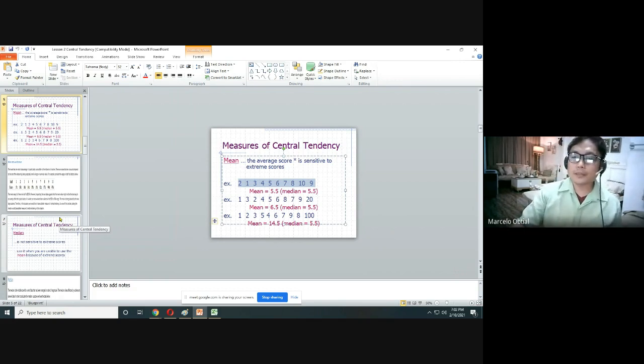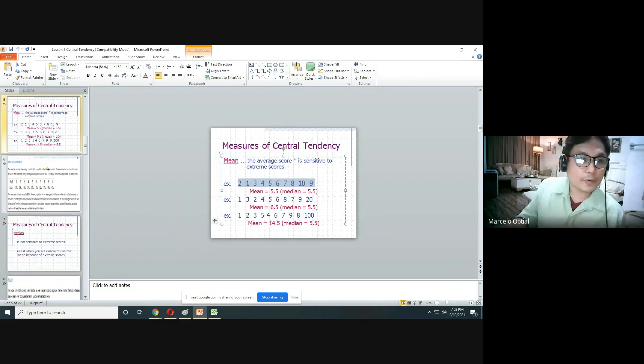If median, from the set or series of data given, you need to arrange them from the lowest to the highest, then locate the central value. If the number of data is odd, there is one central value. If the number of data is even, there are two central values, so all you need to do is get the average of the two central values. That's the median. Now for the mode, there's no formula. All you need to do is look for the data that appears most often in the given set of data. So those are the three basic measures of central tendency.